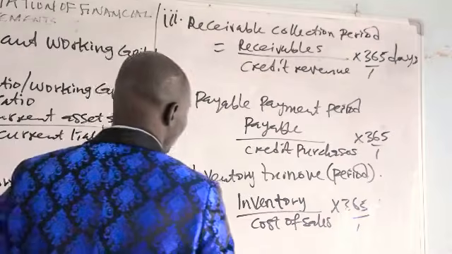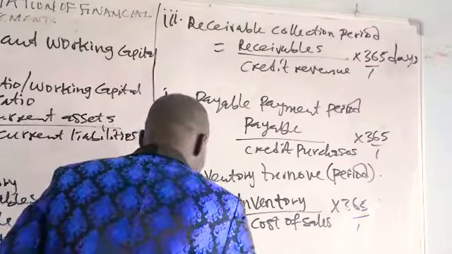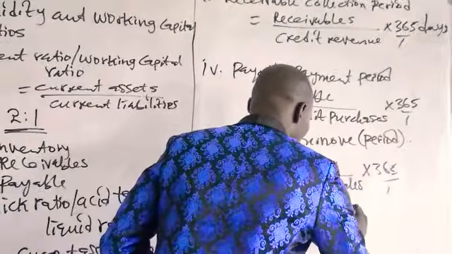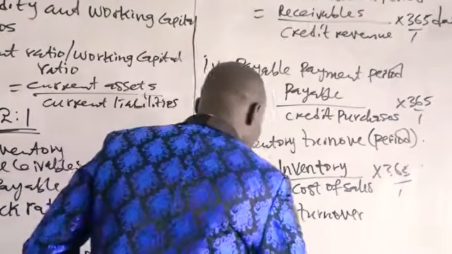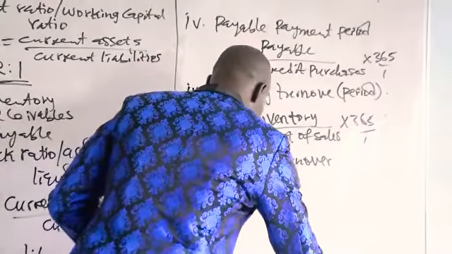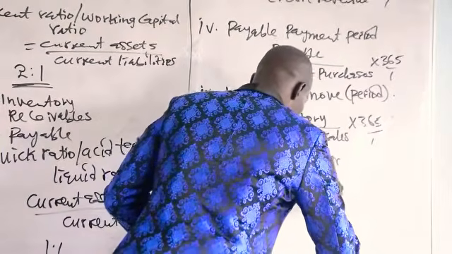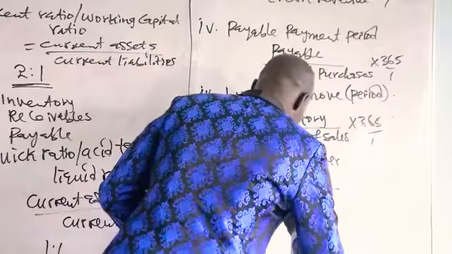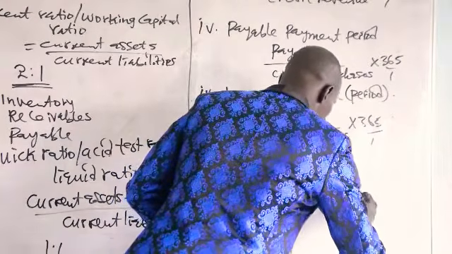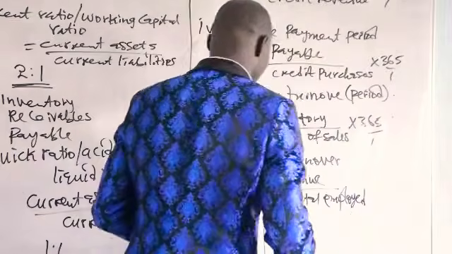So we have asset turnover, which is revenue over capital employed. Or if it is total asset turnover, it will be revenue over total assets.